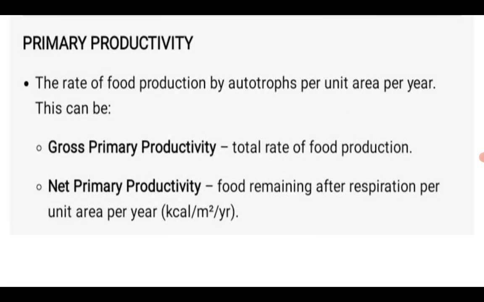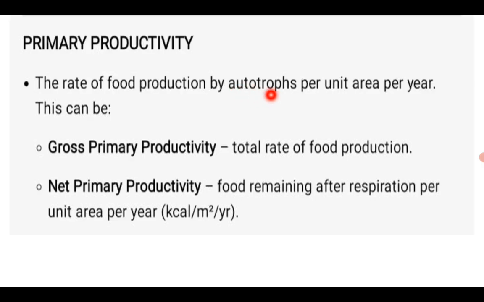Another equally important term relating to ecology is primary productivity. Productivity is the rate of production by autotrophs. Remember that autotrophs are organisms that can produce food by themselves. Mostly these refer to plants, which produce food by photosynthesis. So primary productivity is the rate of food production by autotrophs per unit area per year.